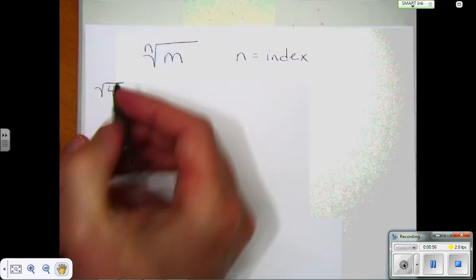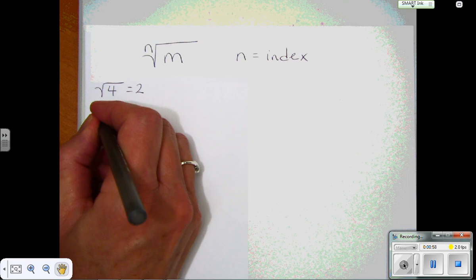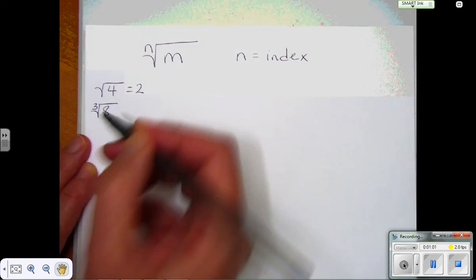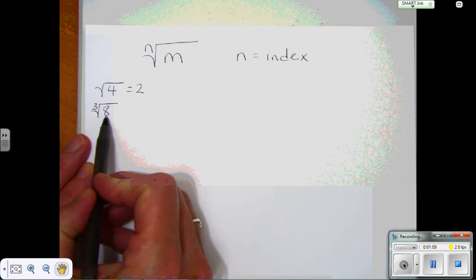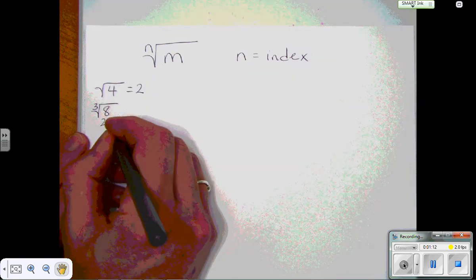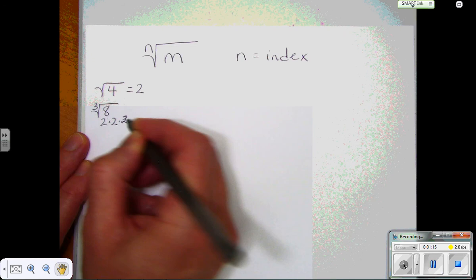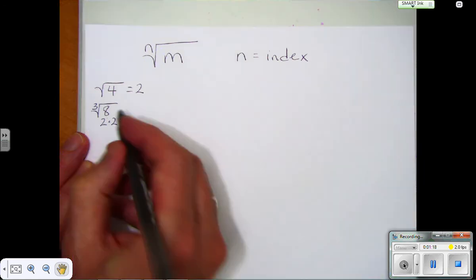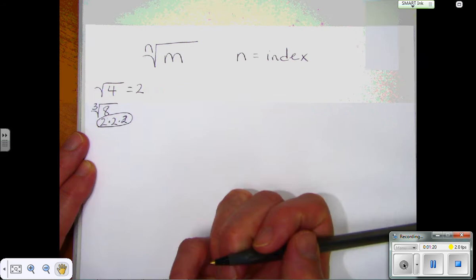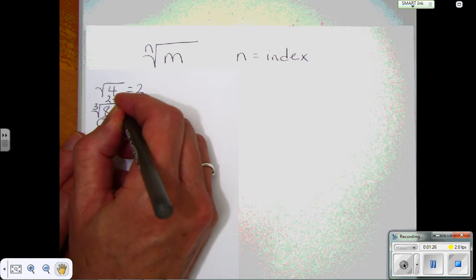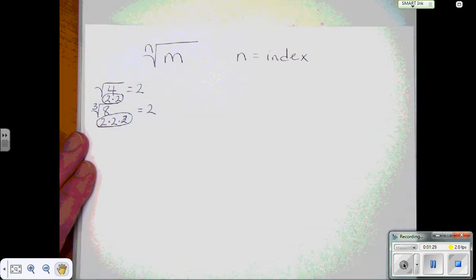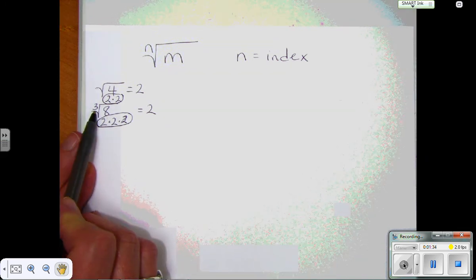The square root of 4 is 2. But if you have a 3 where that n is, that means you have to have 3 of the same factors to take it out of the root. So I would need to break down 8 into prime factors, and I know that 8 is 2 times 2 times 2. So I have 3 factors of 2, which group together, and your answer here would be 2. Just like for a square root, you need 2 of the same factors. I know 4 is 2 times 2. You group those 2 together, and your answer is 2. It's the same concept. It's just that the index tells you how many factors you have to have.